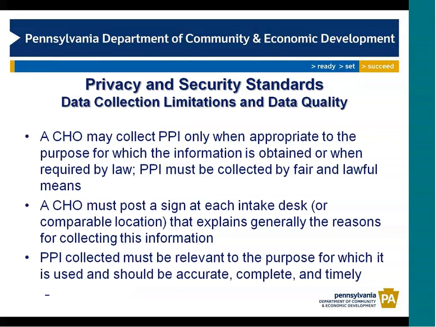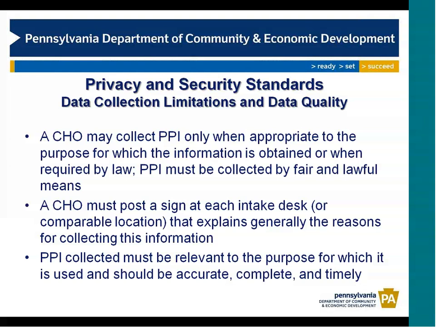The first two we're going to kind of combine. It's the data collection limitations and data quality. The first two are about data collection. A CHO may collect PPI only when appropriate to the purpose for which the information is obtained or when required by law. Now, PPI must be collected by fair and lawful means. Basically, you collect only what has been previously thought out and planned to collect, and no more, no less. Also, a CHO must post a sign at each intake desk or comparable location that explains generally the reasons for collecting this information. An example consumer notice will be shown at the end of the privacy section to kind of give you an example of what we're talking about when we say privacy postings.